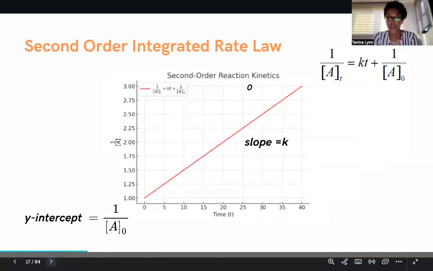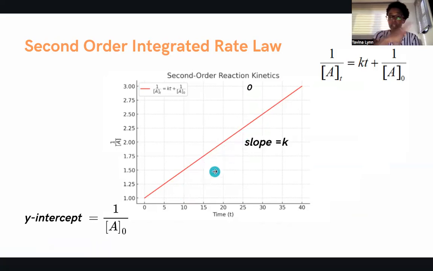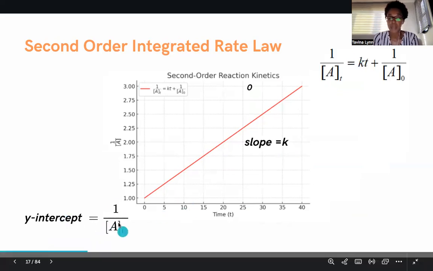Here is a graph of an example of a second order reaction. It also has a linear relationship, but unlike our first order reactions, which had a negative slope, here we have a positive slope. Our slope is equal to our rate constant k, and our y-intercept is 1 over the initial concentration of A.